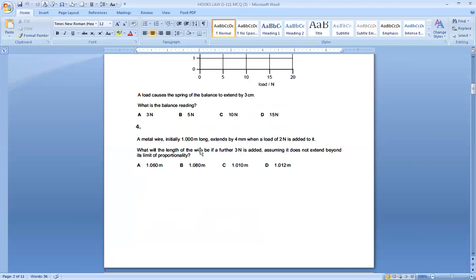What will be the length of the wire if a further 3 Newton is added? If a further 3 Newton is added, it means now the load is 5 Newton. Before, the load was 2 Newton and the extension was 4 millimeter. Further 3 Newton added means for the load of 5 Newton, we have to find the extension. By cross multiplying, you can see for the load of 2 Newton, extension is 4, and for the load of 5 Newton, the extension will be 10 millimeter.